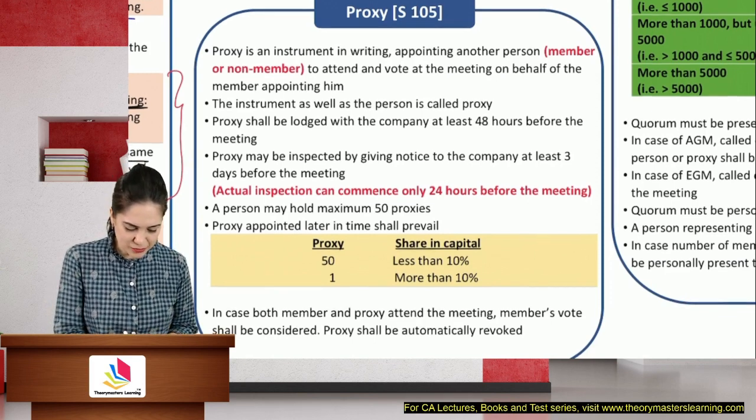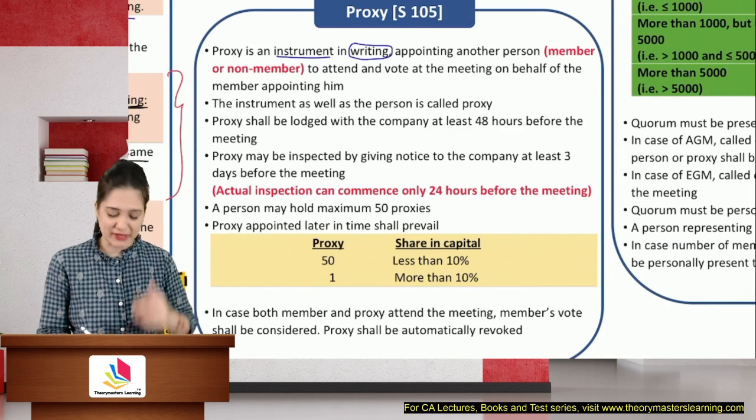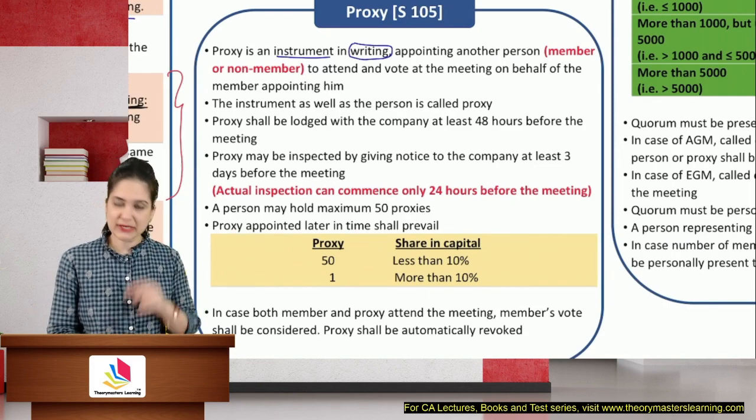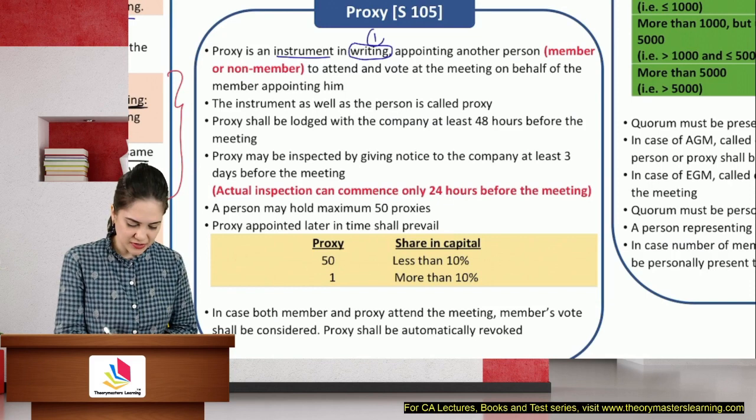Proxy is an instrument. It should be in writing, because you cannot orally inform the company who is going to come and attend your meeting. So proxy is an instrument in writing. It has to be in writing. So this is the first requirement.